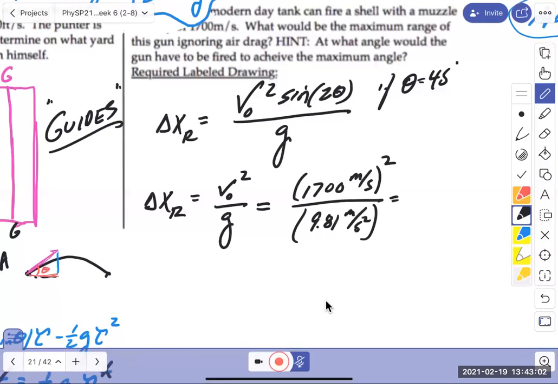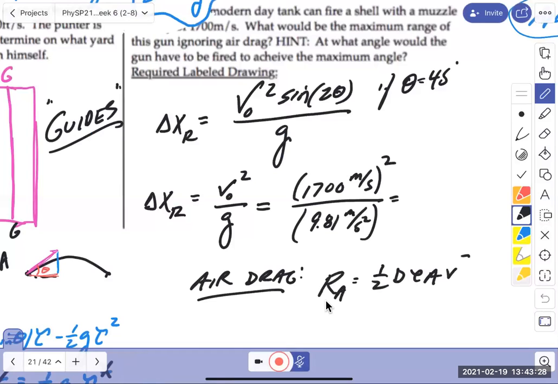And the reason is it isn't really that far, because this does not take into account wind. It doesn't take into account air drag. Air drag itself, and we've seen this formula before on gold standard, is R sub A equals 1/2 D rho A V squared. So V squared, for this particular thing, is 1,700 squared right there. That makes the air drag huge.